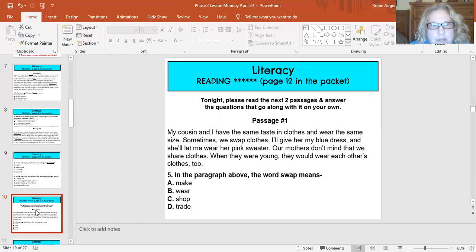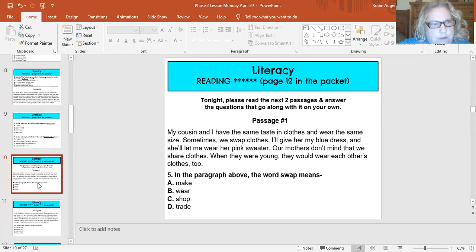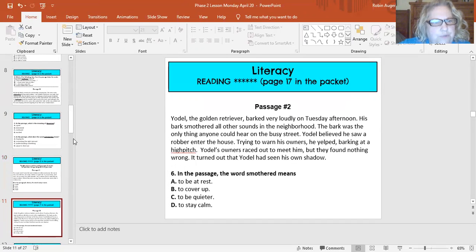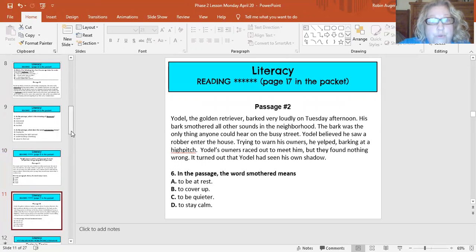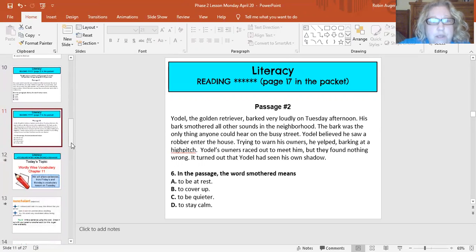we have a math quiz today, so we're not going to be moving on to our next subject till tomorrow. Okay, so read these 2 passages tonight. One is passage number 1. My cousin and I have the same taste in clothes. And I think there's just one question for that one. And then Yodel the Golden Retriever is passage number 2. And there's only one question for that one as well. Okay, let's go on to Wordly Wise.